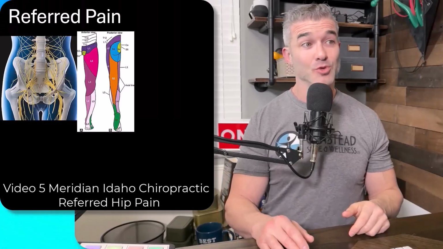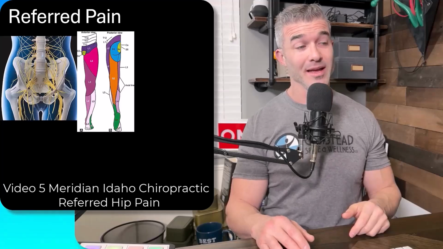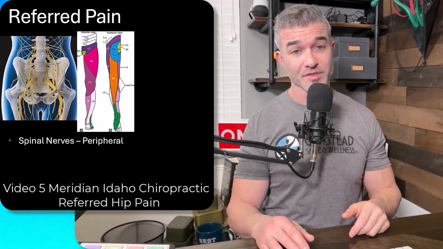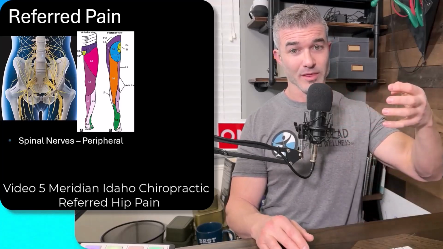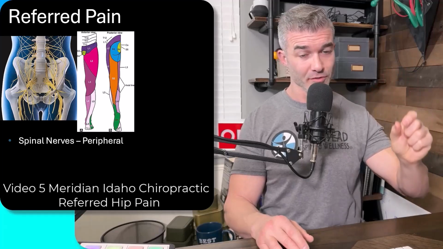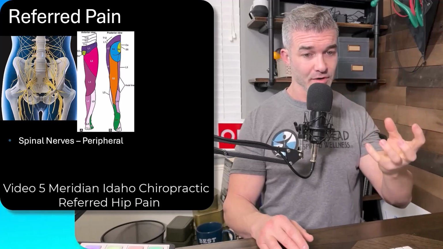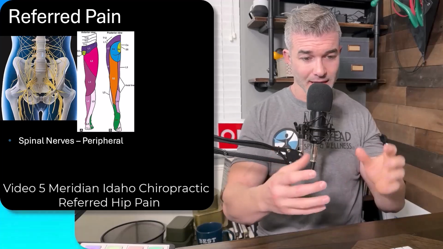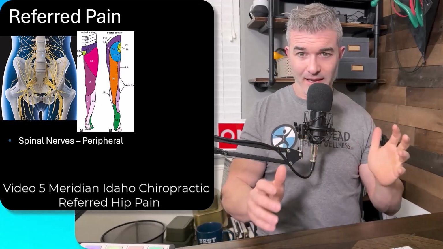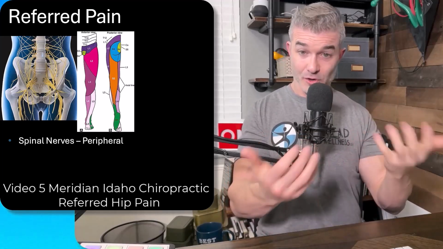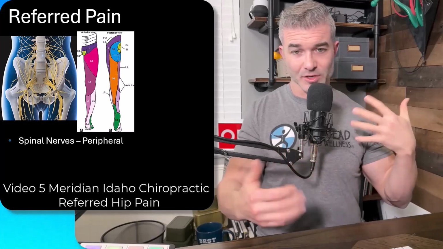Let's dive into it. All right, this next cause of hip pain is referred pain coming from the spine. Spinal nerves, those nerves that come out in between the bones, turn into what are called peripheral nerves. And then those nerves go all throughout the body. There are certain points in the leg, for example, on the skin. These are called dermatomes. You have them in the arms and the legs, all over the body.